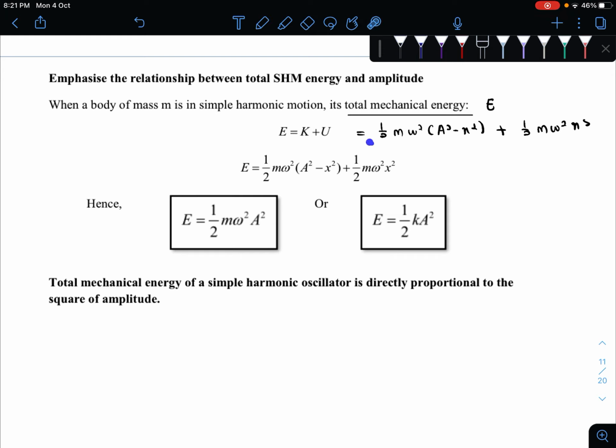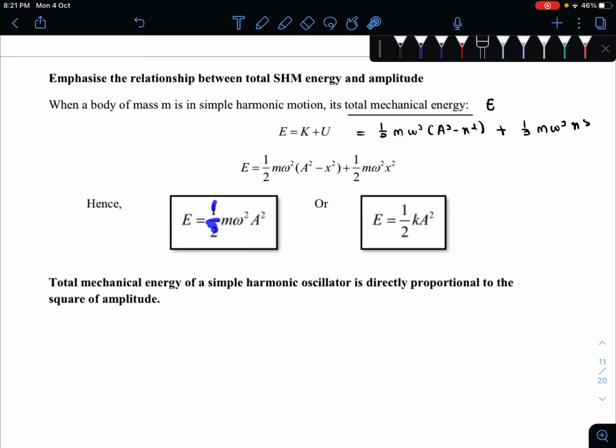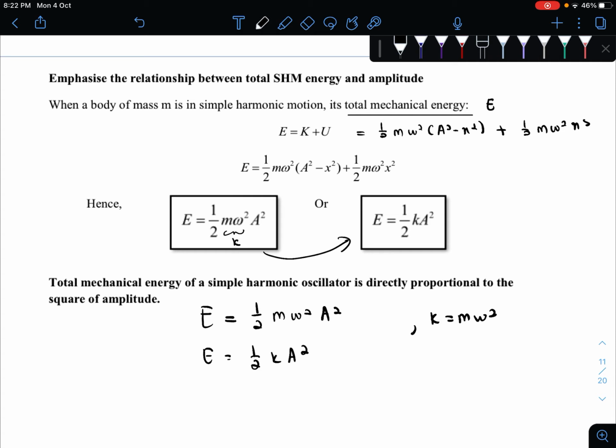And then you expand this part of the equation, and then you simplify the equation. You will end up with your total energy here equal to half m omega square A square. This m omega square is actually your k. It can also be written as E equals half spring constant times amplitude square. So your total mechanical energy is half mass, angular velocity square, amplitude square, or half spring constant times amplitude square, because your k equals m omega square.